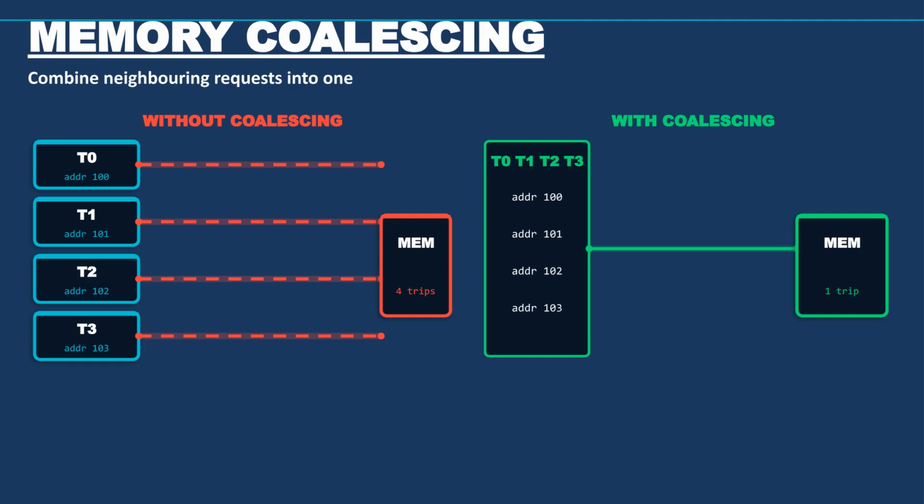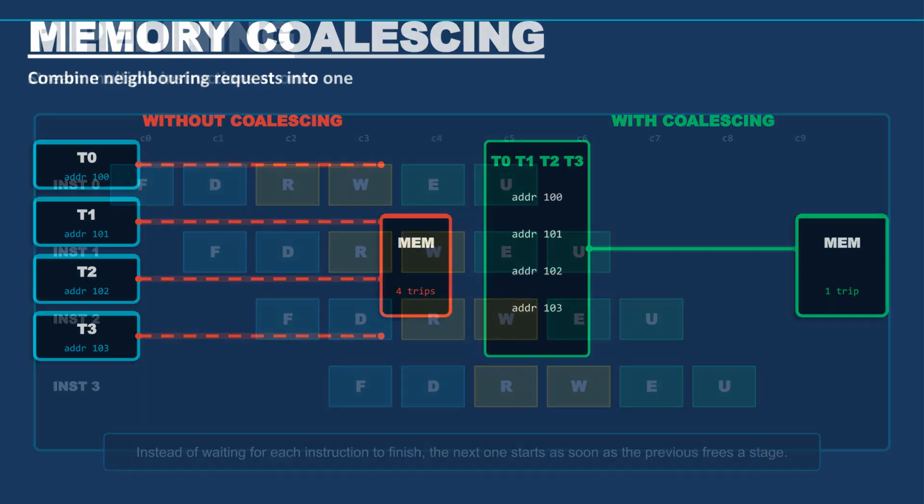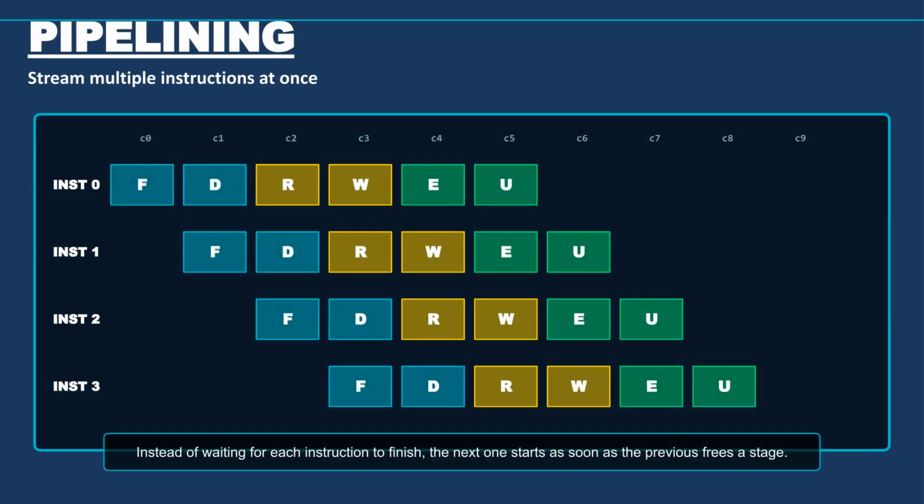Memory coalescing combines neighboring memory requests from threads into one trip to external memory. Without it, 4 threads might require 4 separate memory trips, but with coalescing, they are merged into a single, faster trip. Pipelining streams multiple instructions at once.